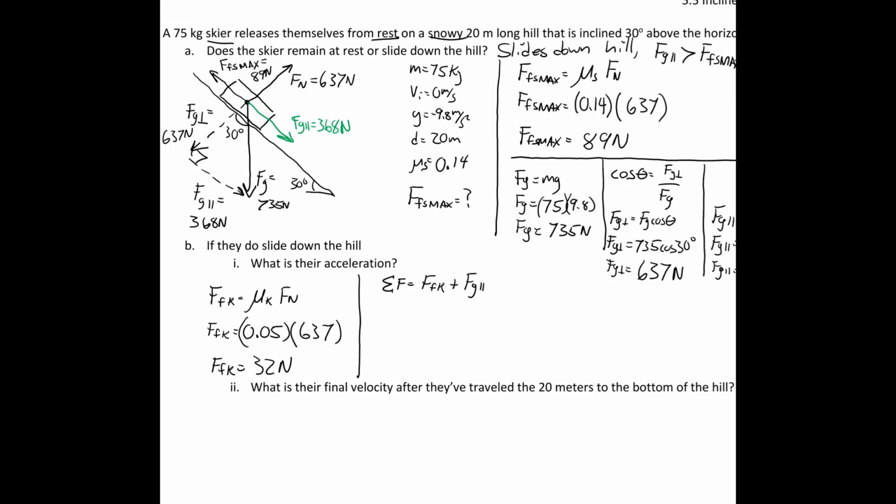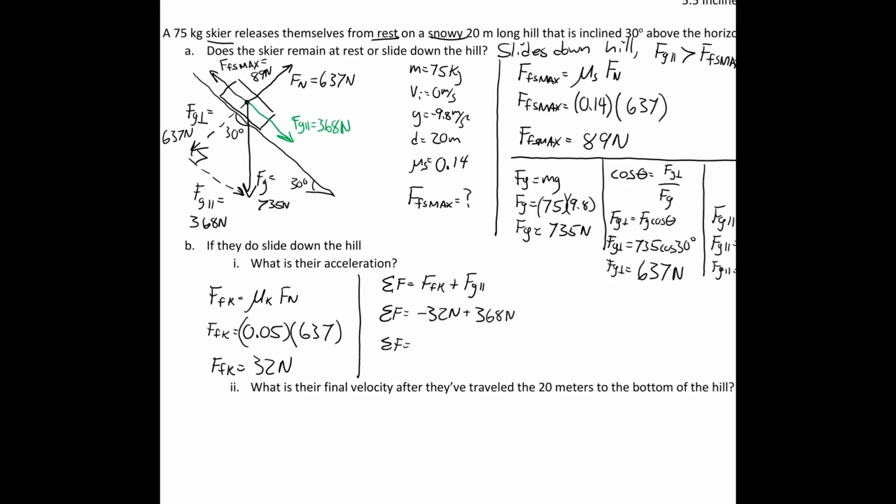Okay. So the net force is equal to 32 newtons plus 368 newtons, but they're not going in the same direction. They're not both positive. The frictional force is acting up the hill. We kind of drew that pointing to the left. So to show that they're going in opposite directions, we say up the hill is negative. Down the hill, we'll call it positive.